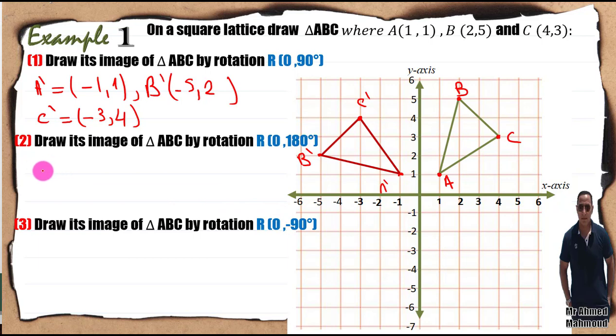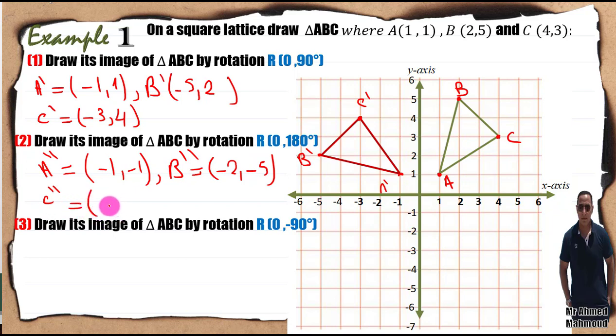Okay, 180. I'm going to change the sign only. A double dash equals negative 1, negative 1. B double dash equals negative 2, negative 5. C double dash equals negative 4, negative 3. Okay, negative 1 here, negative 2, negative 5, negative 4, negative 3. Then I'm going to connect the triangle like this.